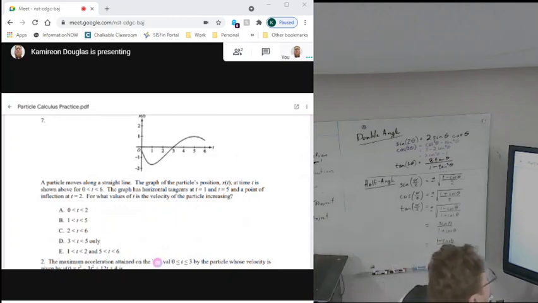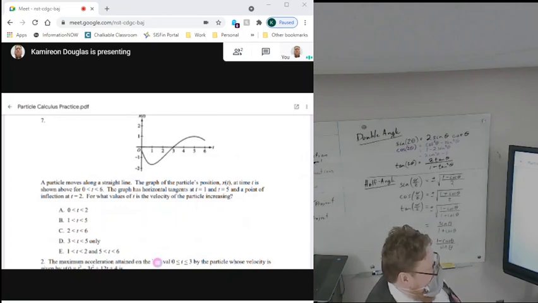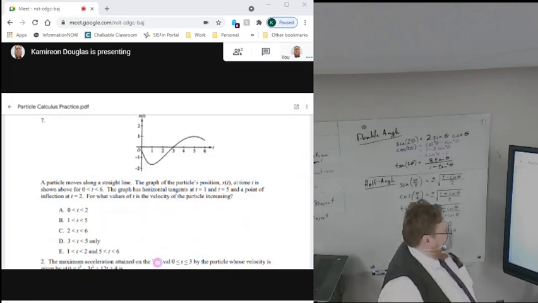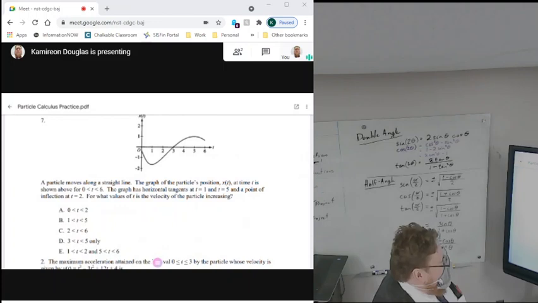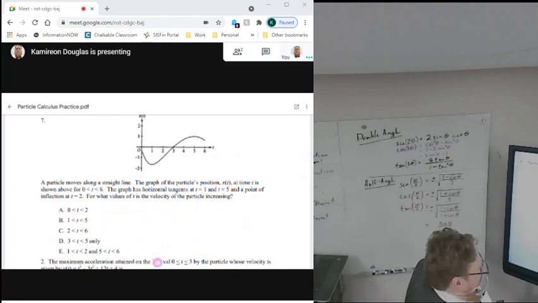7. A particle moves along a straight line. The graph of the particle's position, x of t, at time t is shown above for 0 to 6 seconds. The graph has horizontal tangents at 1 and 5 and a point of inflection at t equals 2. For what values of t is the velocity of the particle increasing?